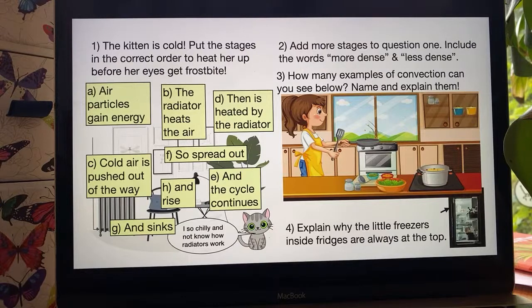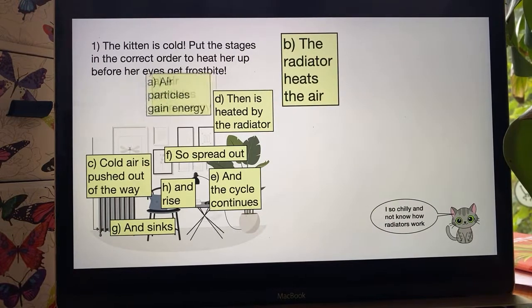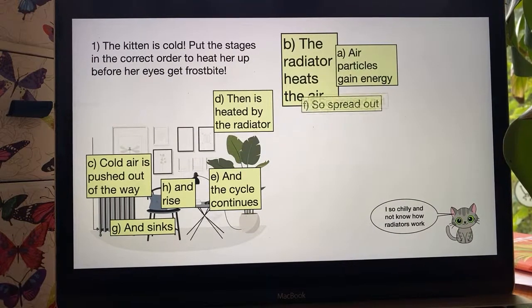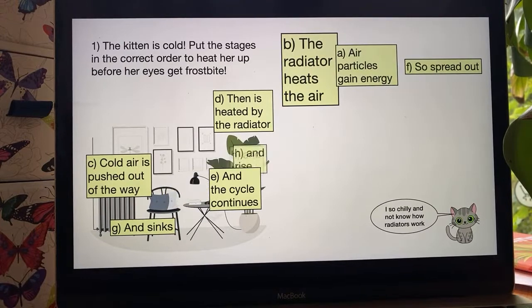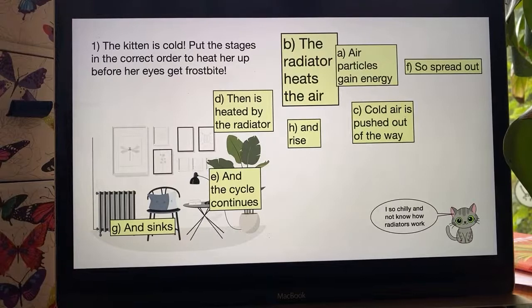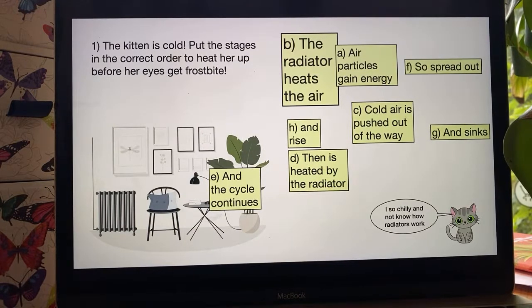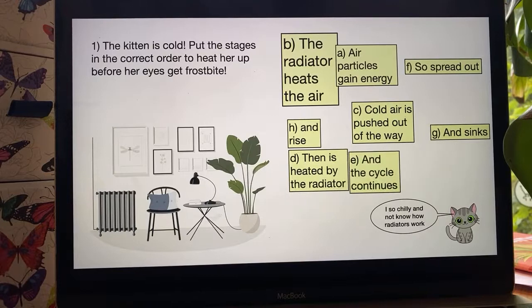Okay, should we go through it? These stages then. So the radiator heats up the air, particles gain energy, so they spread out, so they rise up. And then cold air gets pushed out of the way because the warm air has risen up to where the cold air was, and that sinks. And then that cold air gets heated by the radiator, and the cycle continues.